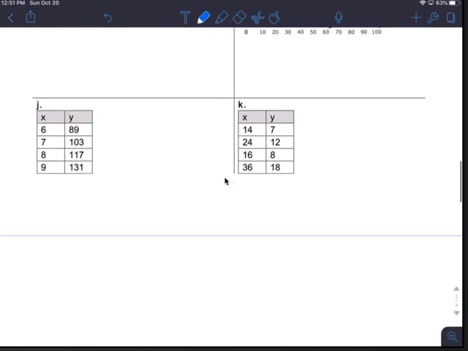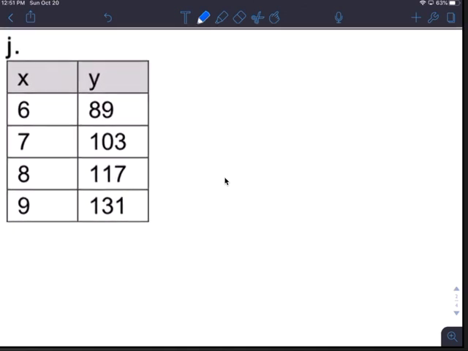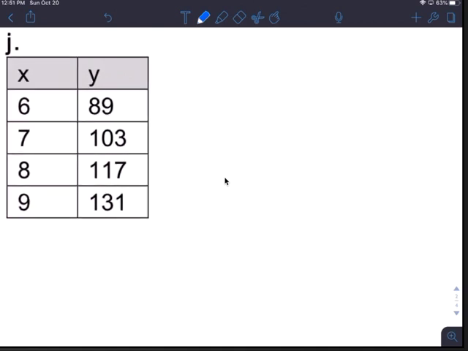Okay, the last 2 problems on this page, and my sub will want it if you have Mrs. Wilcox. My sub will want this first page right here, so turn it in before you continue.